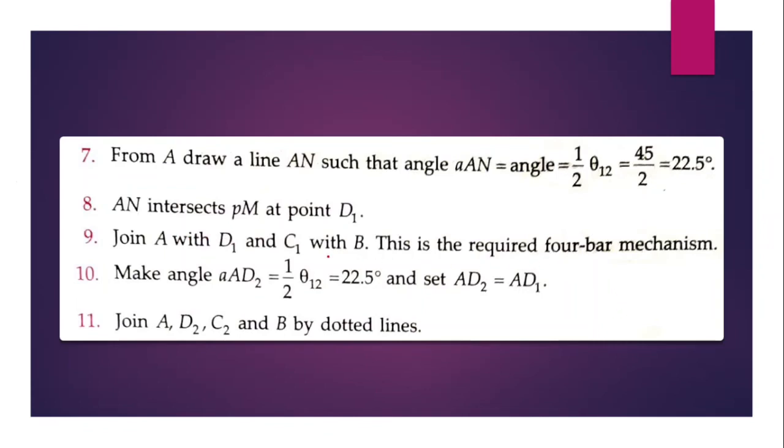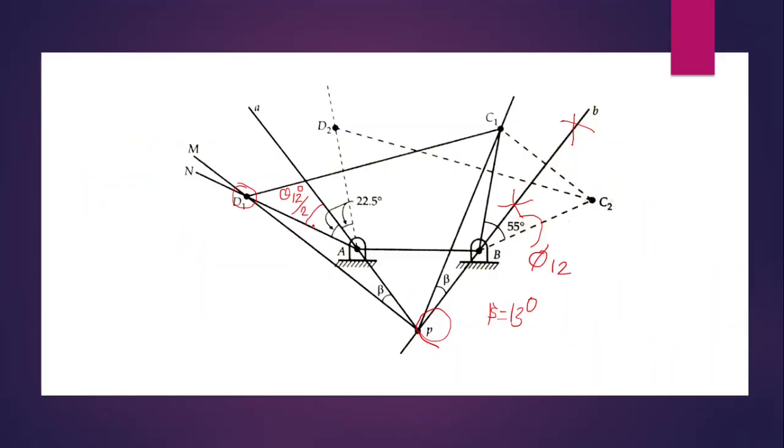This is the required 4-bar mechanism. Join A with D1 and D1 C1 with B. That is the required 4-bar mechanism. Here we have already located C1, B, A, and now we can locate this point D1. Then A, D1, C1, B is the required 4-bar mechanism.